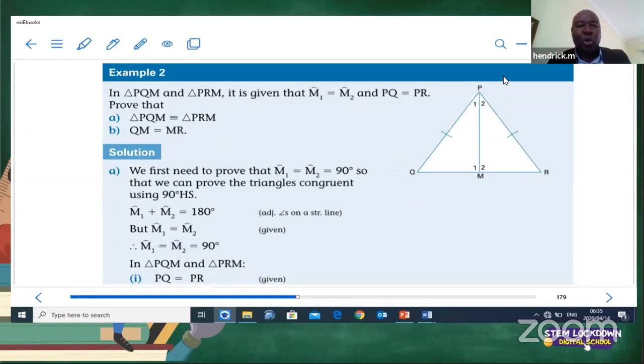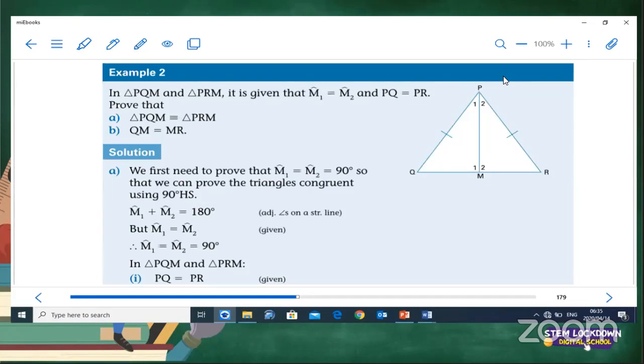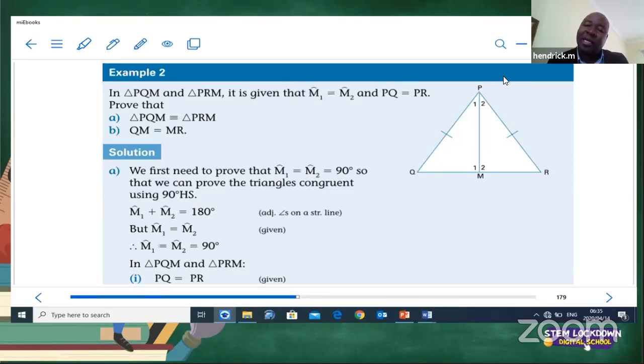Now, example 2. You can see that with triangles again. In fact, it's 3 triangles, but I want you to limit yourself to 2 triangles. I'm sure you can see 3 triangles on the figure there. The bigger triangle, which is PQR. You've got 2 triangles, PQM and PRM. That's the biggest one. But I want you to limit yourself to only 2 triangles.